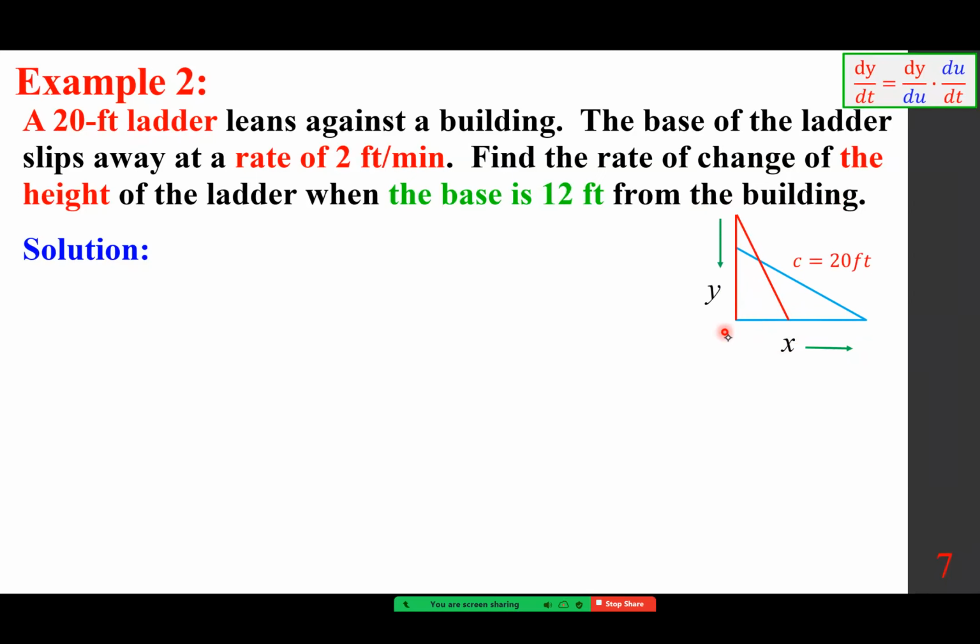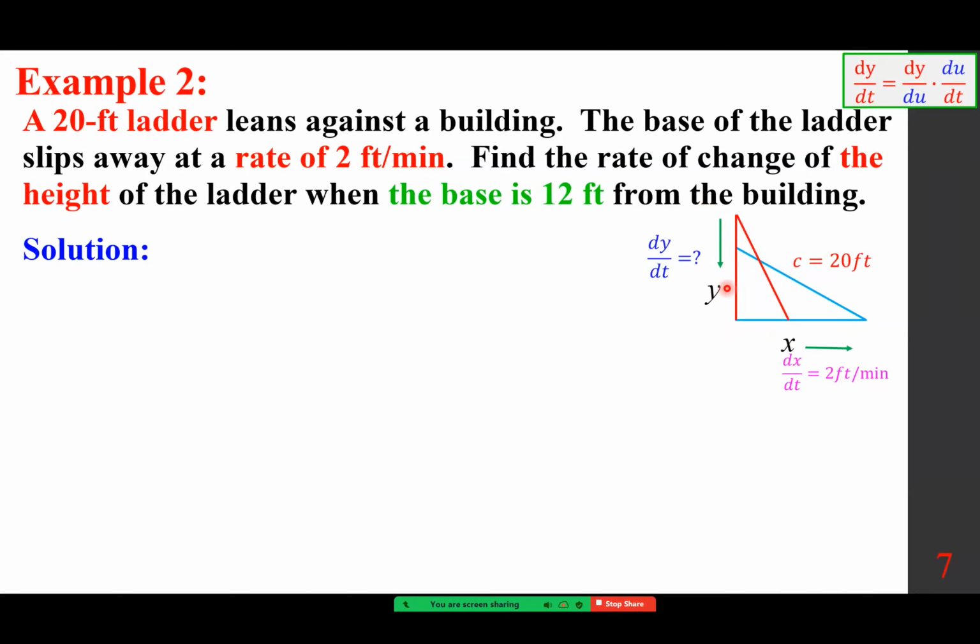And this side is the ladder, which is fixed at 20 feet. So the hypotenuse, if you will, is fixed at 20 feet. As it moves this way, it creates a speed or rate of dx/dt equals 2 feet per minute. As it comes down, it creates the rate or speed of dy/dt, and that's missing. So dx/dt is known, dy/dt is missing, this side is 20.